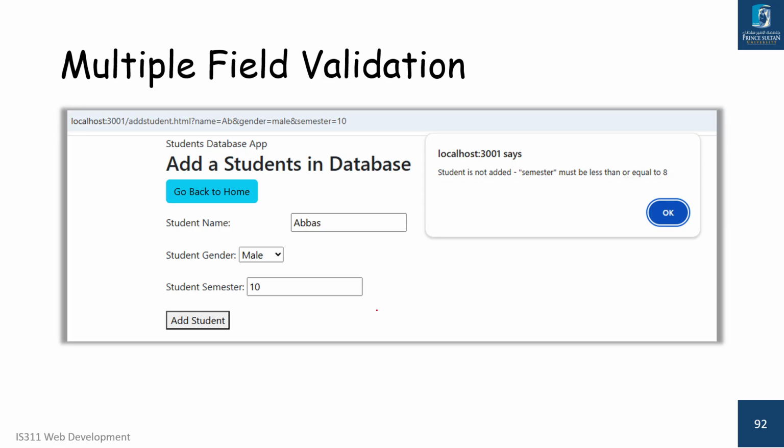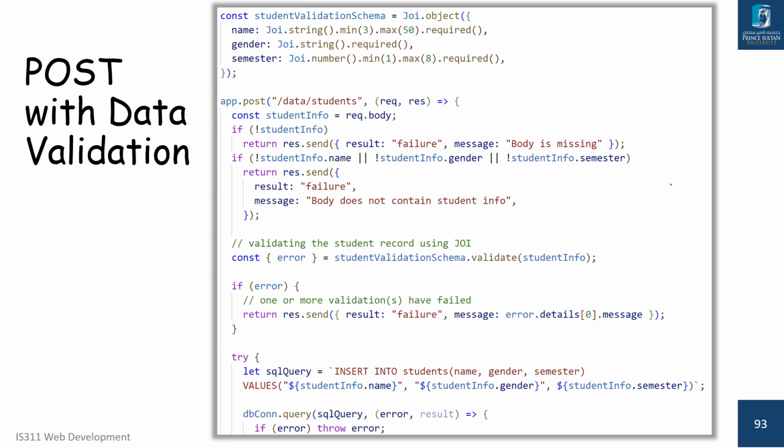Okay, so if we provide that, but we make the semester 10, then again we say student is not added, semester must be less than or equal to 8, so we are getting the appropriate messages from that. So here is a complete implementation of that. First of all, we implement the schema rules, and then inside the request, we say student info is equal to request.body, and if that is not given, then it means failure, body is missing, no information has been provided, and then we can apply the validation rules here to the information coming from the client.